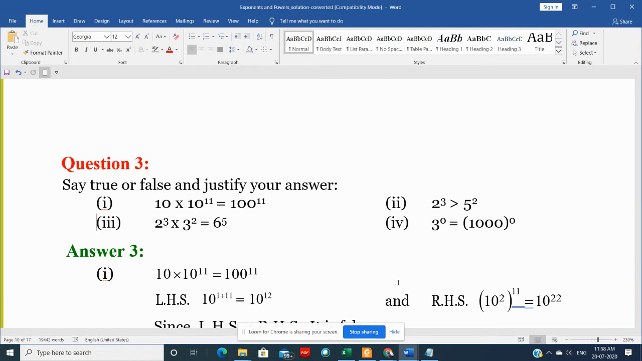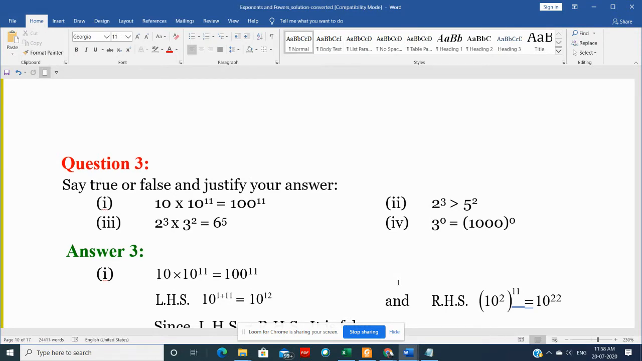Hello everyone. So we are back discussing our exponents and powers chapter of class 7th. In today's video, we will be discussing exercise 13.2 and question 3rd. Alright, so we'll start discussing first question 3rd. It says, say true or false and justify your answers.